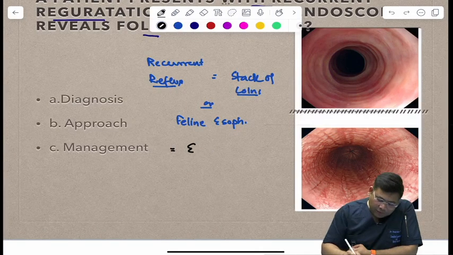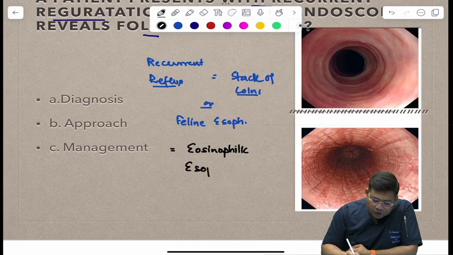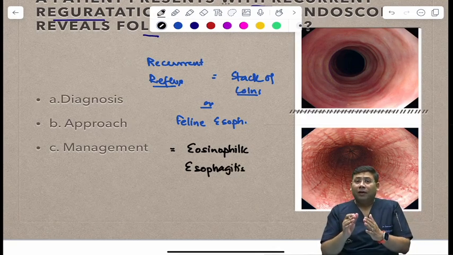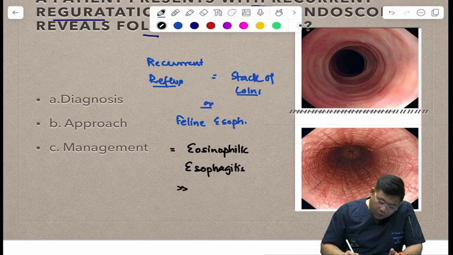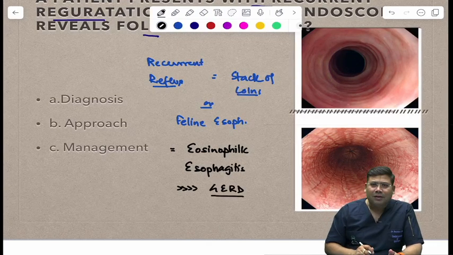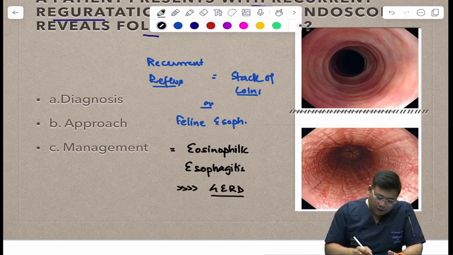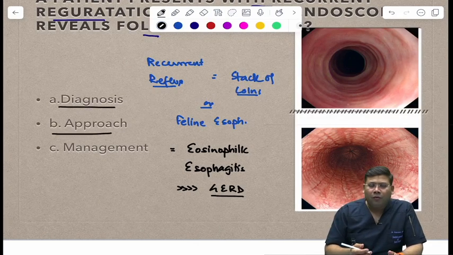This is really very important. So eosinophilic esophagitis. What is this diagnostic of? This is feline esophagus. The more important cause is eosinophilic esophagitis. It may also be seen in GERD. The diagnostic approach I've already told you.